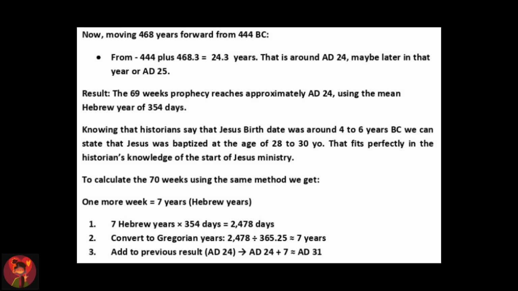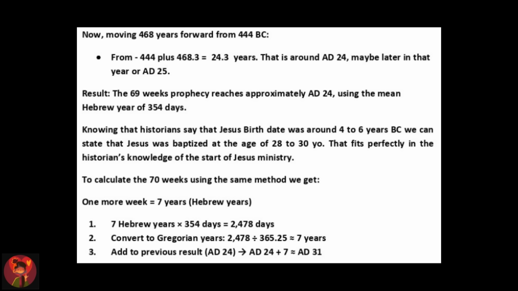Now, moving 468 years forward from 445 BC, that is from 444 plus 468.3, equals 24.3 years. That is around AD 24, maybe later in that year, or AD 25. Result. The 69 weeks prophecy reaches approximately AD 24, using the mean Hebrew year of 354 days. Knowing that historians say that Jesus' birth date was around 4 to 6 years BC, we can state that Jesus was baptized at the age of 28 to 30 years old. That fits perfectly in the historians' knowledge of the start of Jesus' ministry.